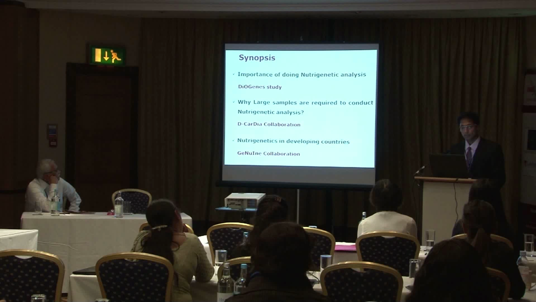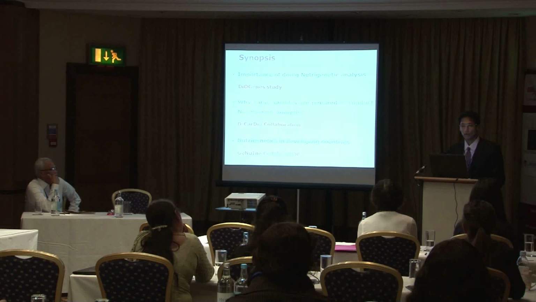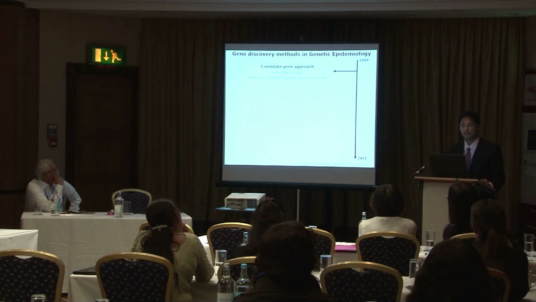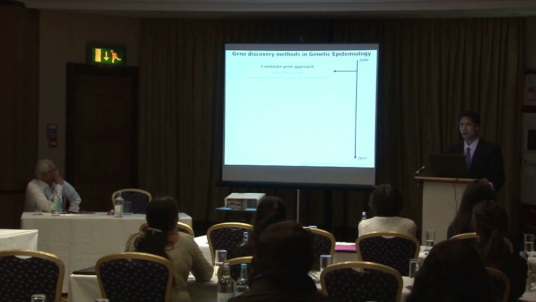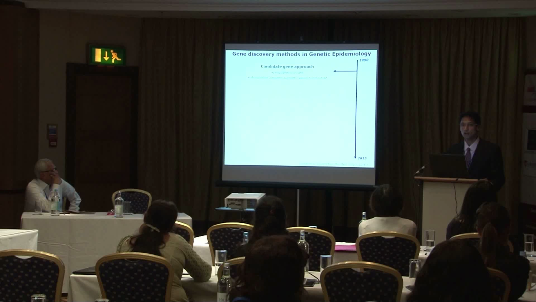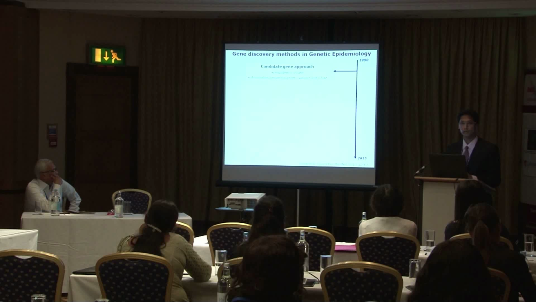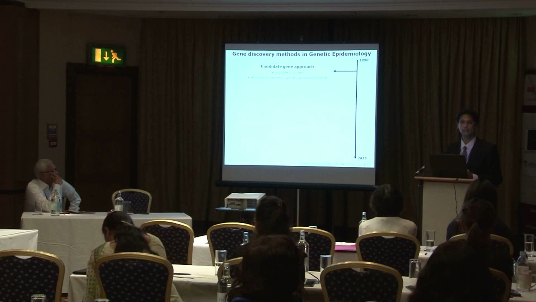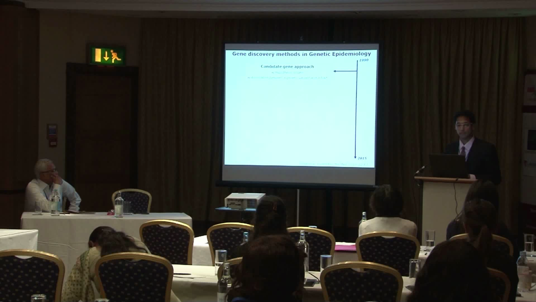Before I go into my talk, I would like to give a brief overview of the gene discovery methods in genetic epidemiology. The first method that came into the picture in the early 1990s was the candidate gene approach, which is a hypothesis-driven approach that relies on the current understanding of the biology or the pathophysiology of the disease of interest. What we do is test for the association between a genetic variant and a trait of interest. This trait could be any disease such as obesity or diabetes.